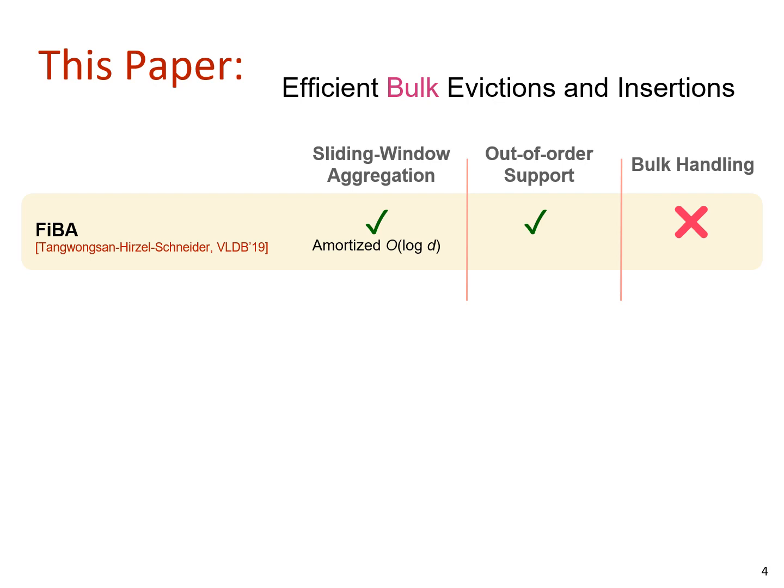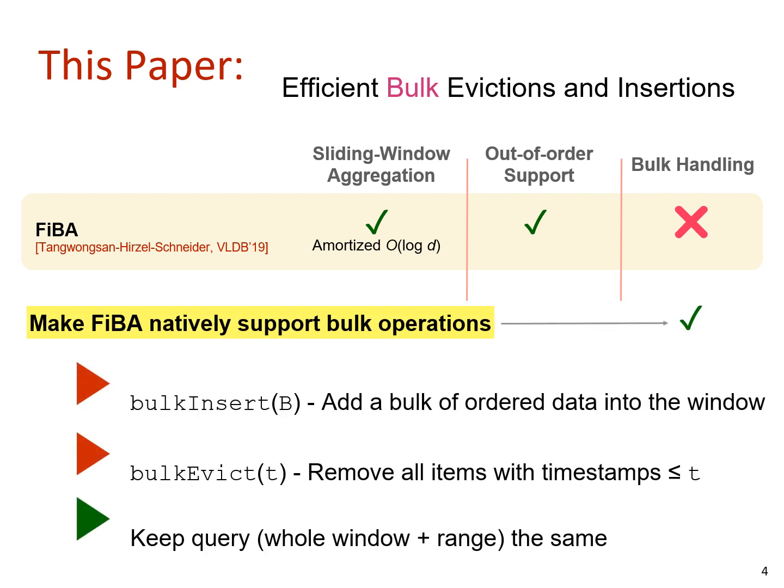This paper builds on the FIBA algorithm to provide efficient bulk evictions and insertions. The FIBA algorithm already provides out-of-order support. Specifically, our new algorithm has three operations. Bulk insert adds a bulk of ordered data items into the window. Bulk evict removes all data items with timestamp less than or equal to t. And the query function from FIBA remains unchanged.